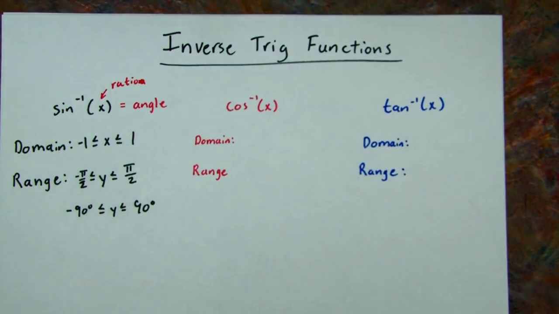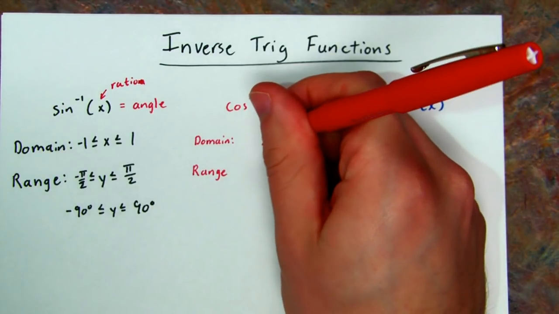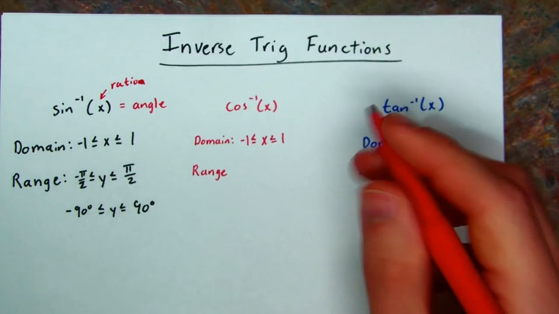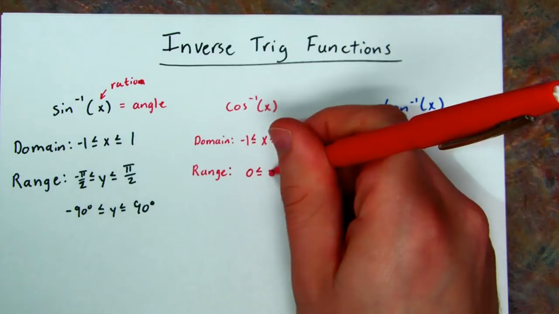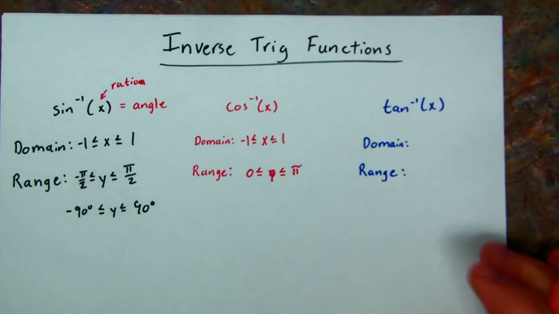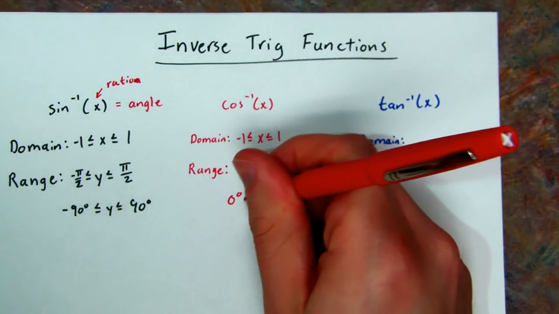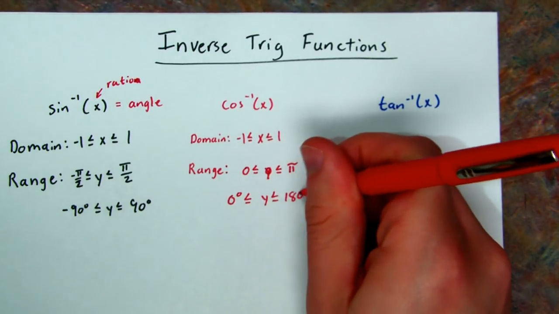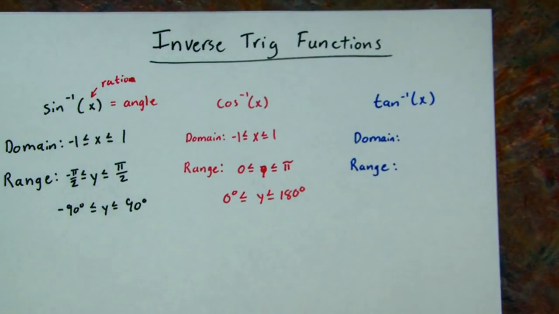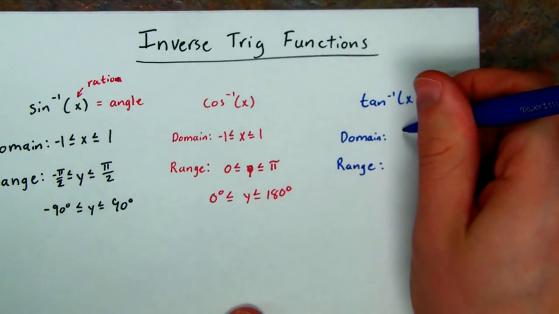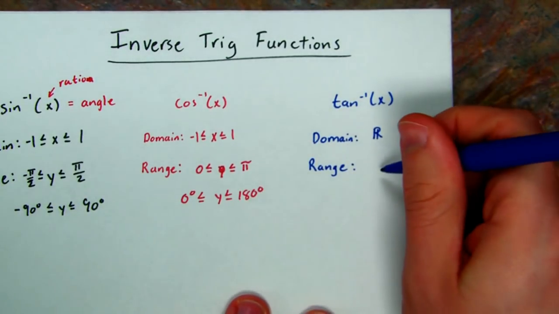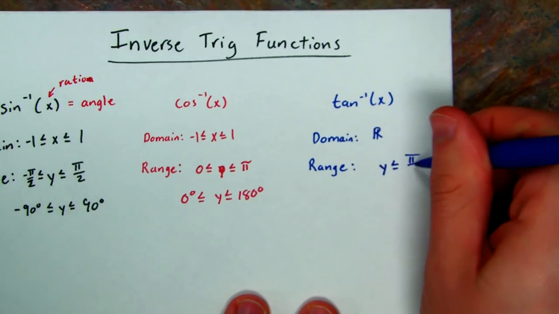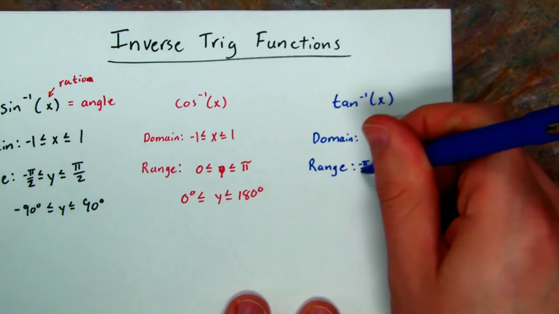Now cosine inverse has the same domain, between -1 and +1. But the range is a little bit different. y is between 0 and pi, meaning it will output angles between 0 degrees and 180 degrees. Now the domain of tangent inverse is all real numbers. You can plug any number into tangent inverse and you'll get out an angle. However, the range here is the same as sine: between -pi/2 and pi/2.